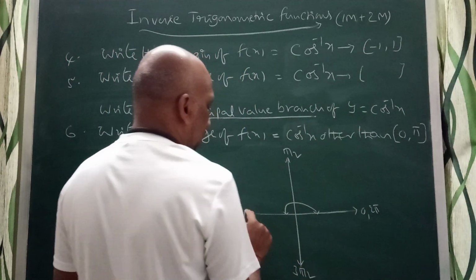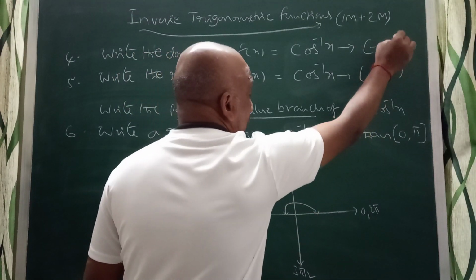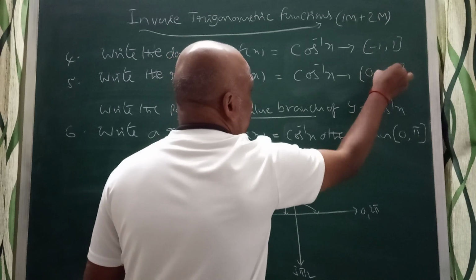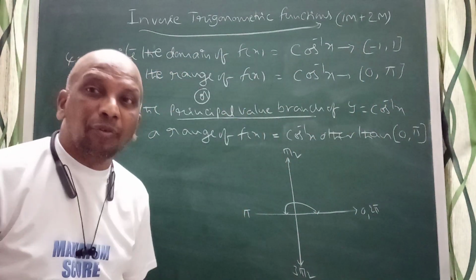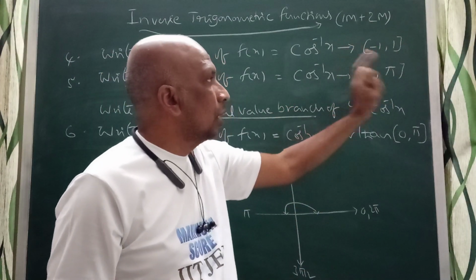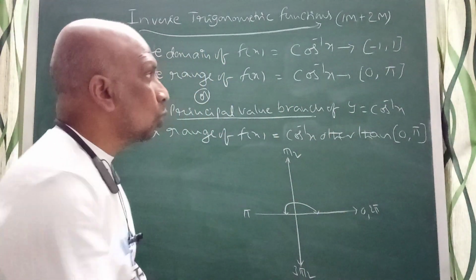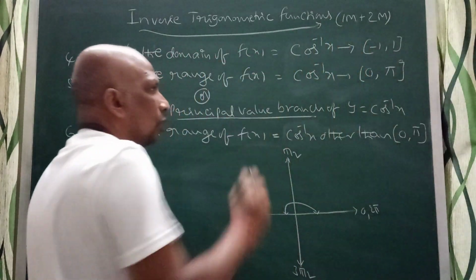For minus 1, it will be pi, and reversed, for 1 it will be 0, right? 0 to pi. When the angle is increasing, cos is decreasing, so the order is reversed. When it is 1, cos 0 is 1, and cos 180 is minus 1. So the closed interval 0 comma pi. This is the range of that.